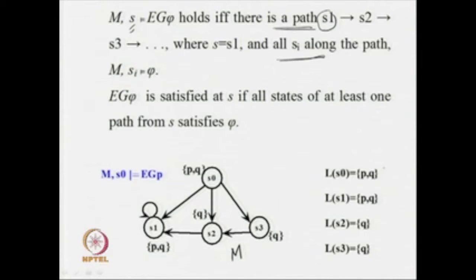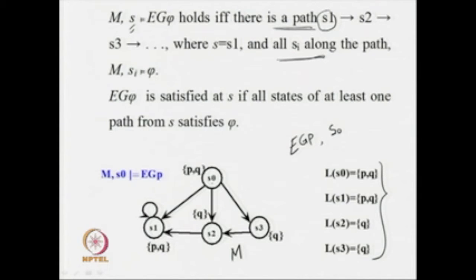We have this labeling function: L(S0), L(S1), L(S2) and L(S3) as PQ, PQ, Q, Q. Now, we are going to look for EG P at state S0. That means, there exists a path where P holds globally. Now, like the previous case, we have three different paths: S0 to S1 and then S1 to S1 like that; S0 to S2, S2 to S1, then it remains in S1; and S0 to S3, S3 to S2 and S2 to S1, and it remains in S1.